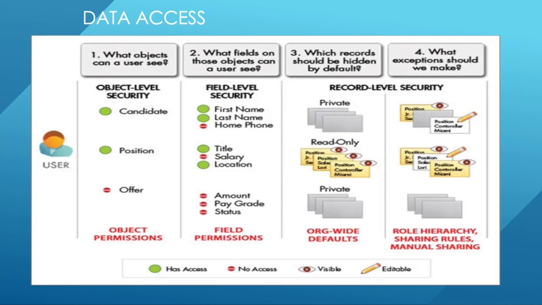Data access. This slide can help you understand what objects a user can see, what fields on those objects a user can see, which records should be hidden by default, and what exceptions we should make. Say, for example, what objects can a user see? That's object level security, like the candidate object and position object. Suppose a user should have access to the candidate object and position object; we can make that possible using object permissions, using a profile or permission set. And if you don't want to give offer permission, you can remove that.